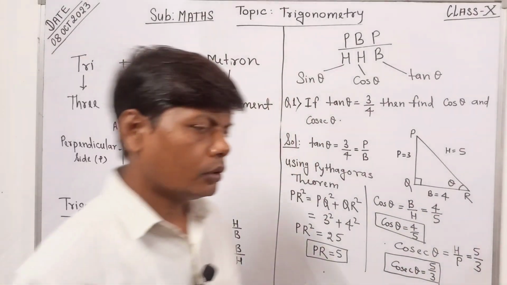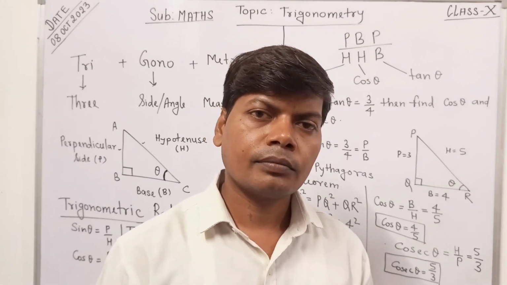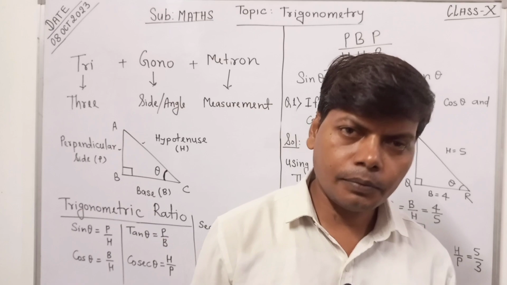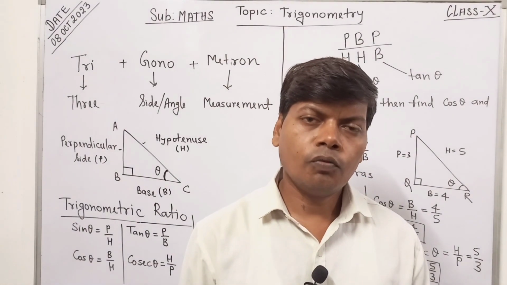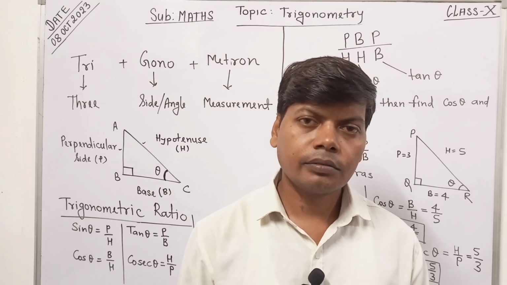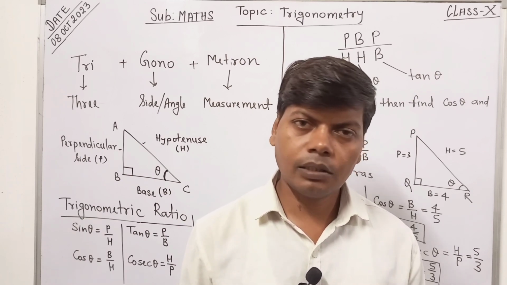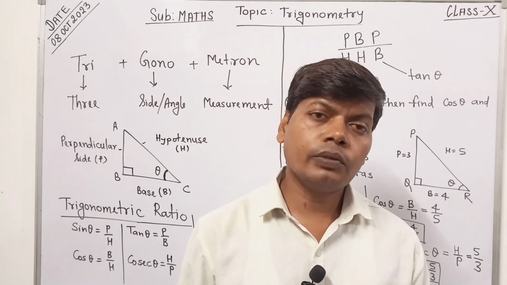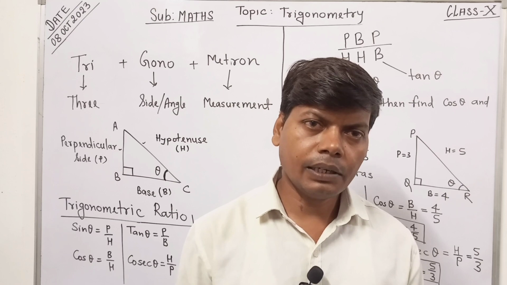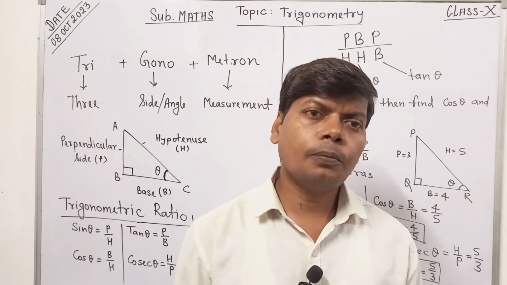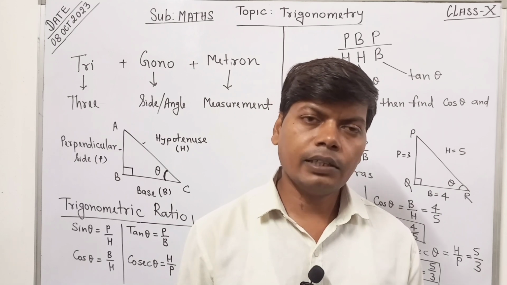Okay, students. So using trigonometric ratios, we can solve this type of question. And about the applications of trigonometry, where we can use it: we can find the height of any building without measuring it actually. Also, we can find the height of trees, buildings, and the height of an aeroplane from the ground using trigonometry.